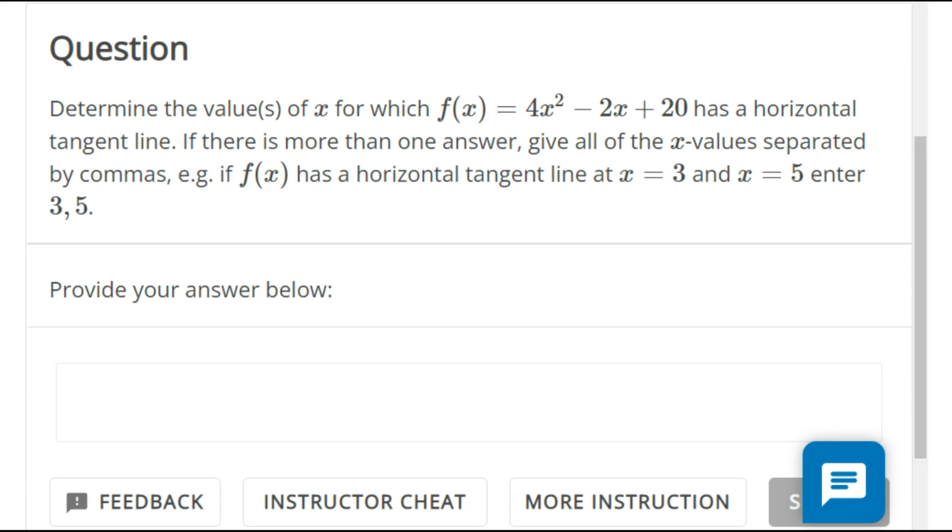34 minutes is how much I've spent so far on this. F of x is 4x squared minus 2x plus 20. Okay. Where does it have a horizontal tangent line? F prime has got to be 8x minus 2. So then where does that equal 0? 0 equals 8x minus 2 whenever, excuse me, not that simple. Whenever x is 2 over 8. 2 over 8 simplifies to just be 1 over 4.